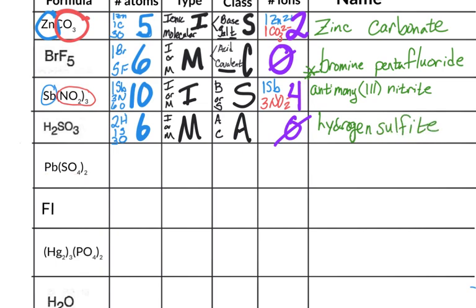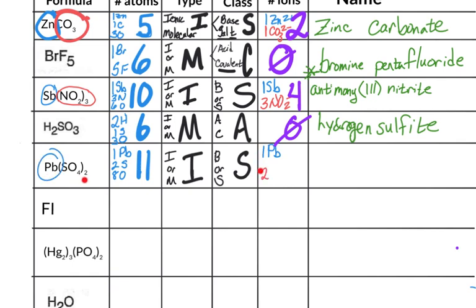And now we have Pb(SO4)2. The total number of atoms, we have 1 lead, 2 sulfurs, that's 3 so far, plus 8 oxygens. That gives us a total of 11 atoms. What type of compound is this? We have lead first, that's a metal. That means this is ionic, so we will have ions present. The classification on this will be a salt. We don't have a hydroxide at the end. The number of ions, we have 1 lead and 2 sulfates, total of 3 ions.